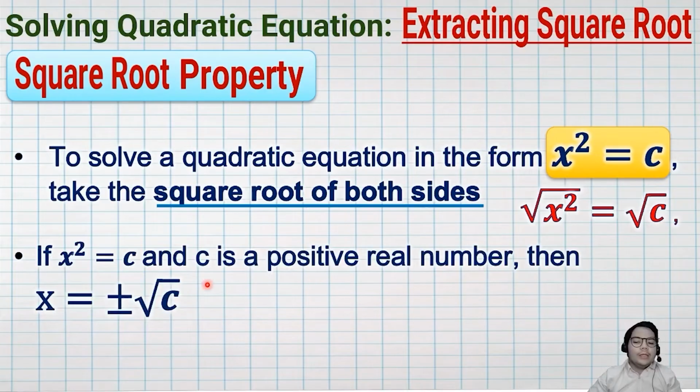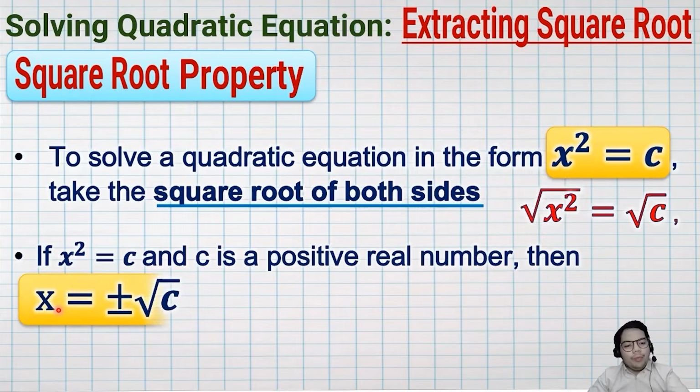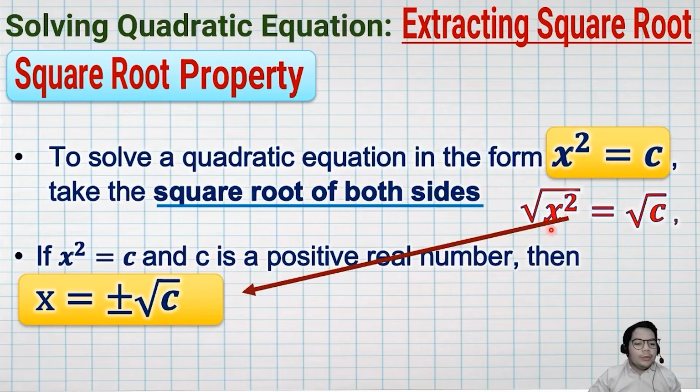Now, if x squared and c is a positive real number, then x is equal to positive negative square root of c. So, pag in-square root mo nga naman si x squared, magiging x na lang siya. So our answer in square root of x squared is equal to square root of c is positive negative square root of c, or x is equal to positive negative square root of c. Kasi nga, di ba? Kapag kumuha tayo ng square root ng constant, it's always positive and negative. Naintindihan po ba? Okay, let's proceed.